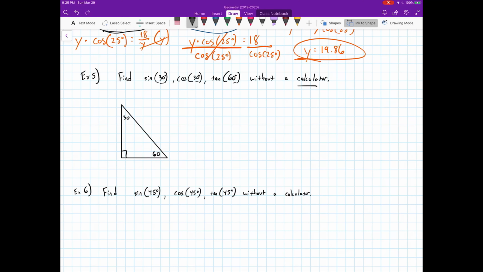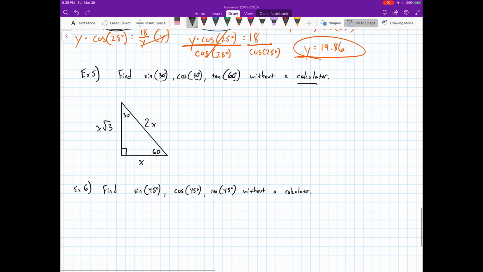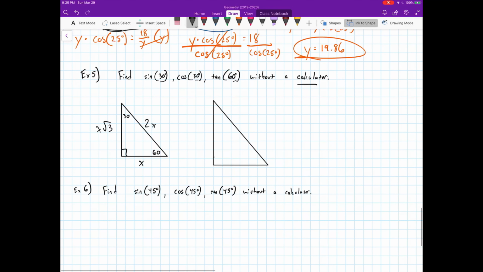You could either do just the pattern by filling in x's, so 30 is x, and then the hypotenuse is 2x, and then the long leg is x root 3. Or if you prefer, you will get the same answer. You can use numbers. So if my 30 is up here and my 60 is down here, you could put 8 here. This would be twice 8 or 16, and this would be 8 root 3. All right, so let's go ahead and solve these real fast.